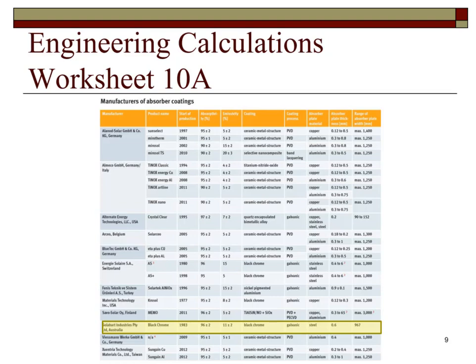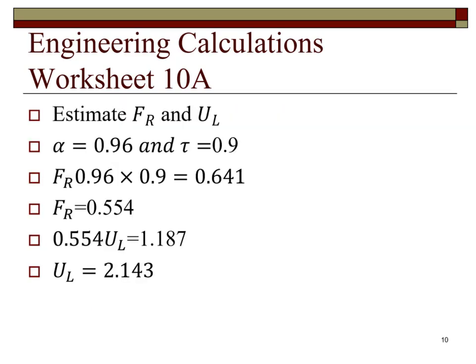The value for the absorptivity is given in slide 9. The values for the transmissivity and absorptivity are used in slide 10 to calculate the values for F sub R and U sub L to be respectively 0.554 and 2.143.